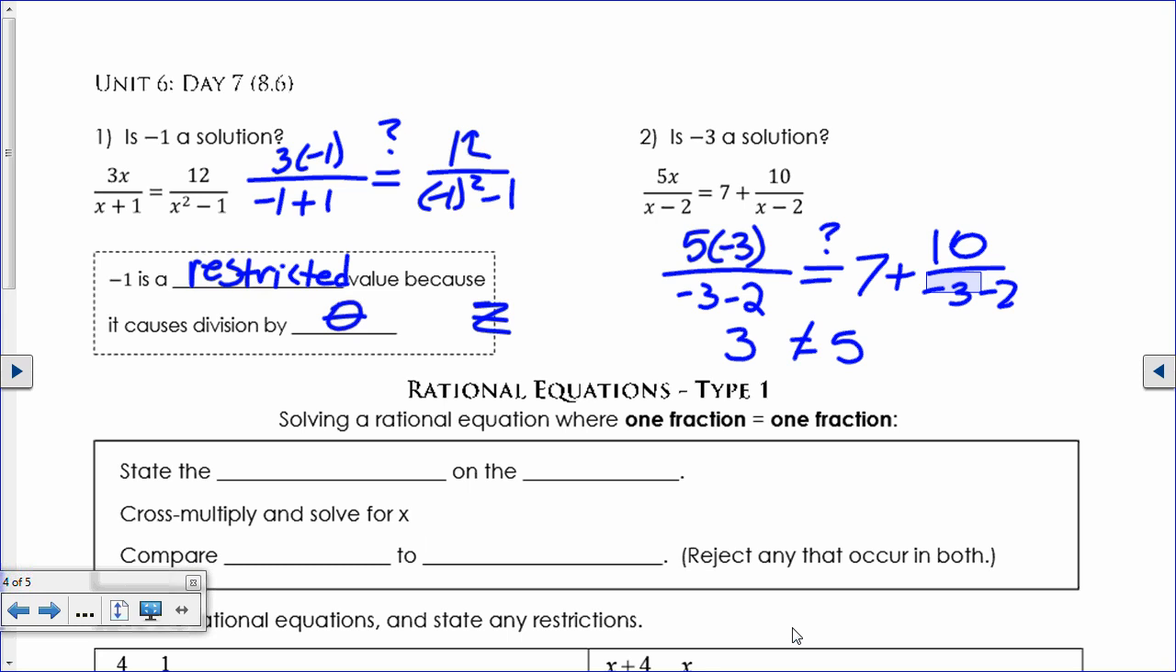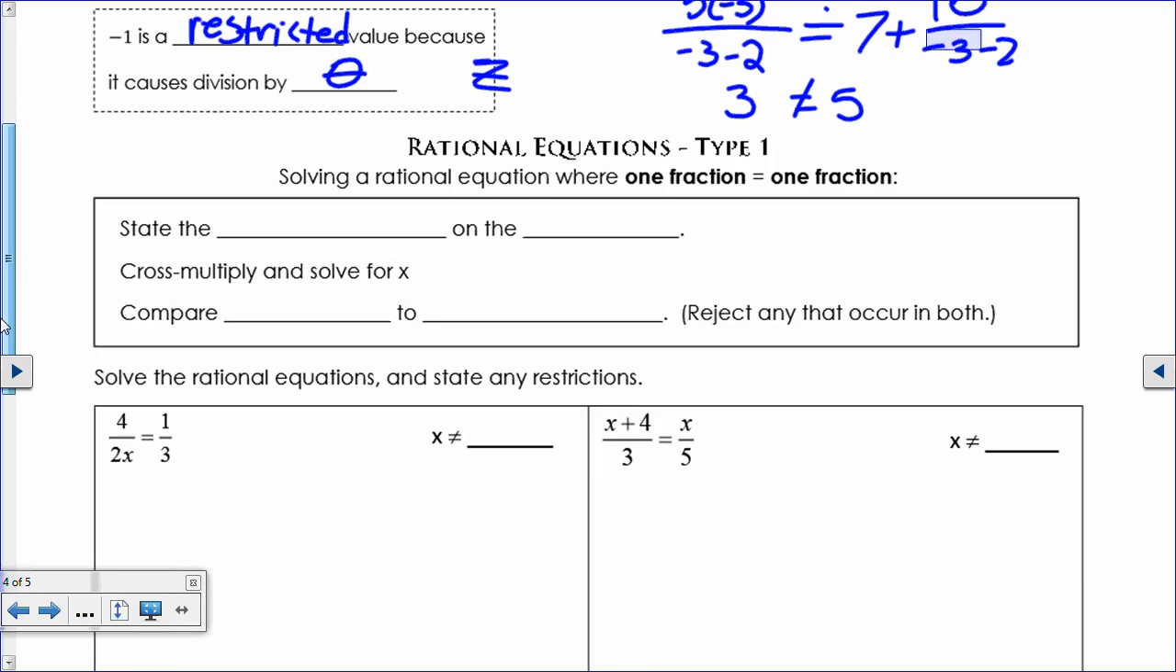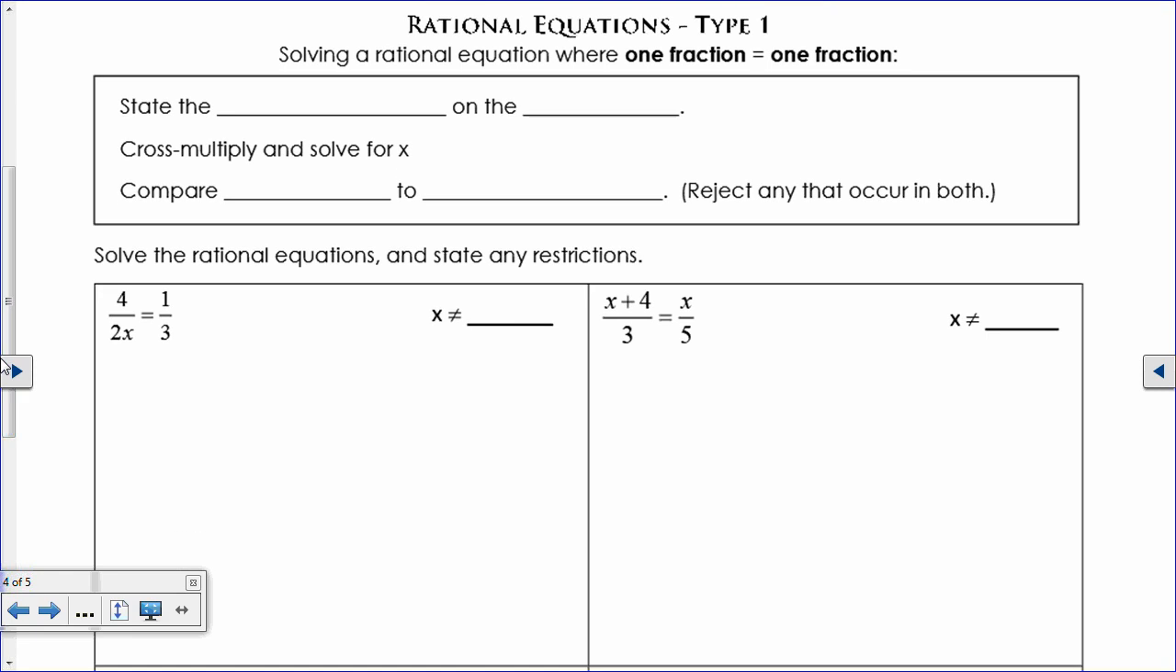So this one was not a solution because it was a restriction. This one's not a solution because we don't have equality. So there are two different ways to have non-solutions. It's when it's a restriction, or if you plug it in that the equation doesn't hold. So just in case you guys run into that. All right. So we have two types of equations we're going to be solving. I call them type 1 and type 2. Kind of boring. But type 1 is where you guys have one fraction is equal to one fraction.